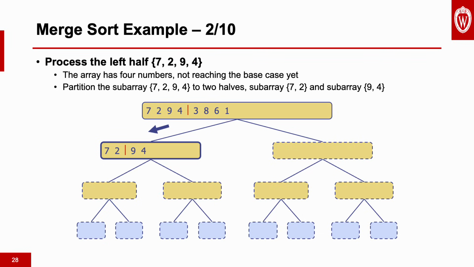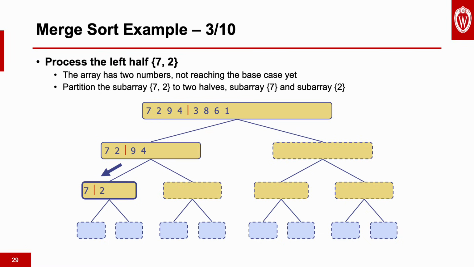Then we process the left half, 7, 2, 9, 4. Since the array has 4 numbers, not reaching the base case yet, we will partition the subarray 7, 2, 9, 4 into 2 halves, subarray 7, 2 and subarray 9, 4. Now, we move to the left half, 7, 2. Since the array still has 2 numbers, not reaching the base case yet, we partition the subarray 7, 2 into 2 halves, subarray 7 and subarray 2.